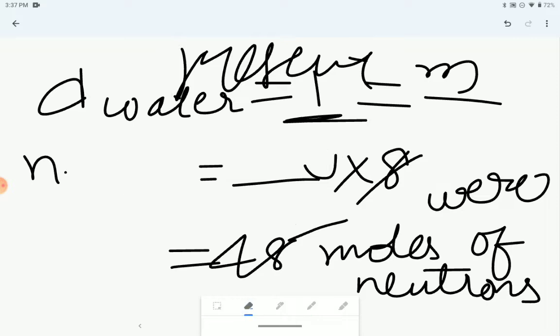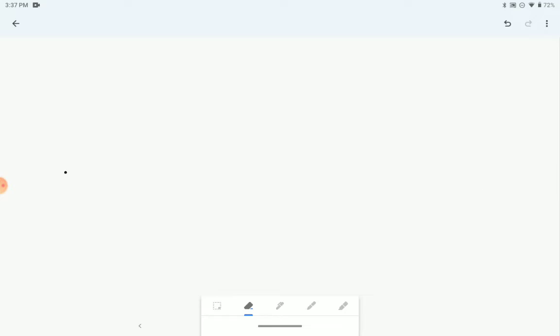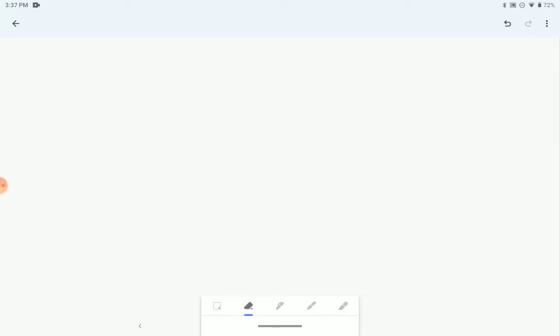So this is the answer for the 22nd question. And let's quickly go to the next one. Fastly word will not be there in the English dictionary. So let's quickly jump into the 23rd question.